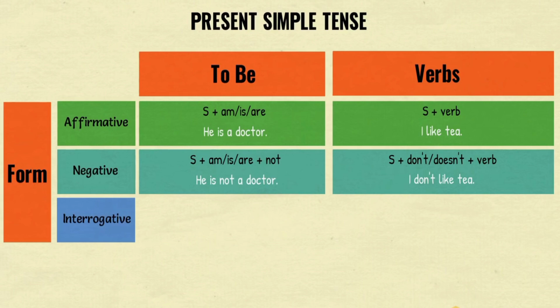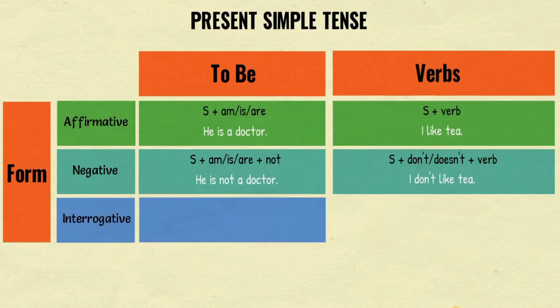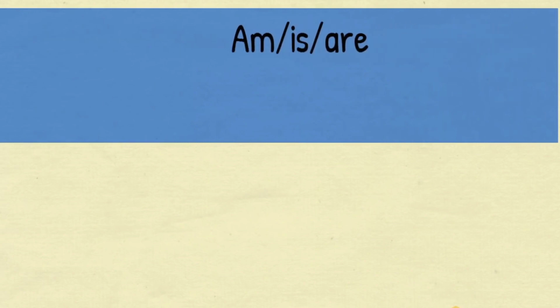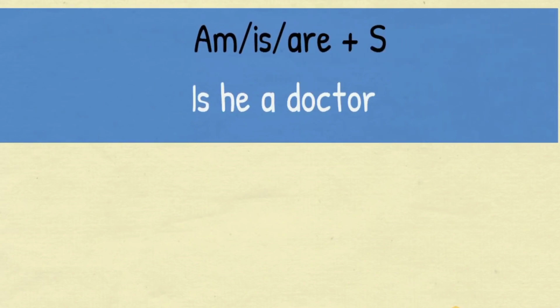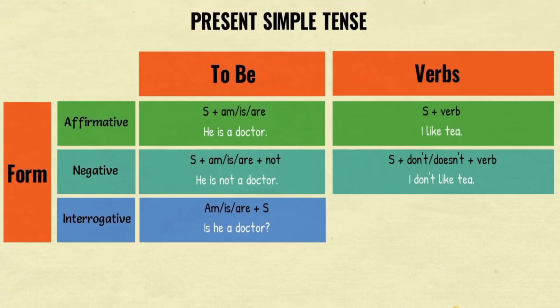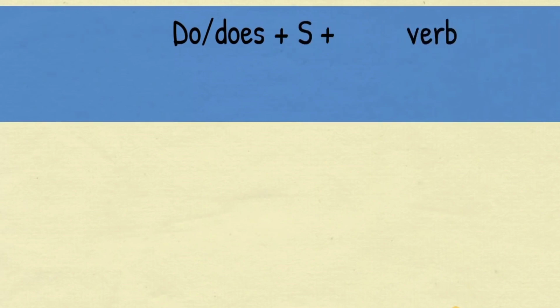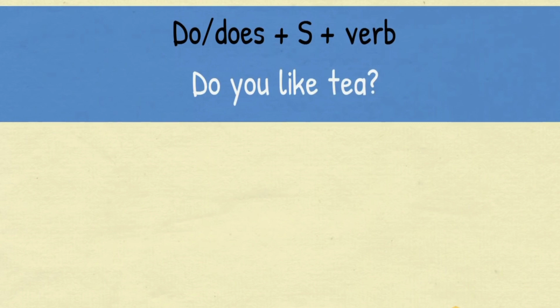Interrogative. Am, is, or are plus subject. Is he a doctor? Do or does plus subject plus verb. Do you like tea?